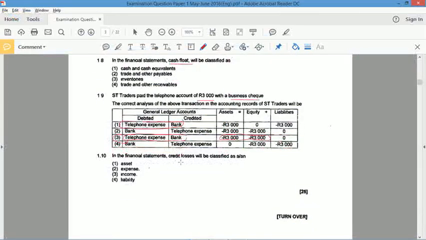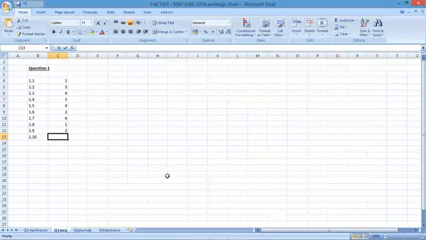In the financial statements, credit loss will be classified as an expense. Okay, it's a loss. If you're losing something, it's an outflow of benefit. It meets the definition of an expense. And that's the multiple choice.